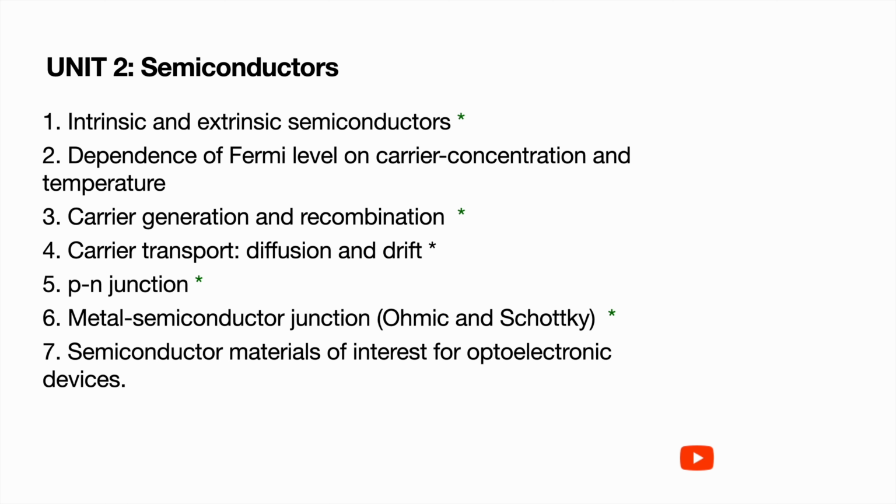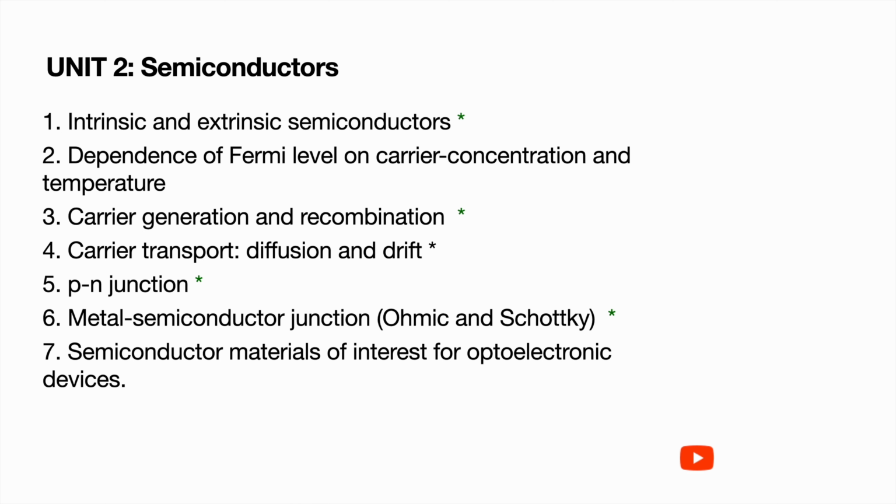The second topic is dependence of Fermi level on carrier concentration and temperature. Third is carrier generation and recombination. Fourth is carrier transport, diffusion and drift. Fifth is p-n junction, which is also a previous topic that you have studied. That is the same as in class 12th.